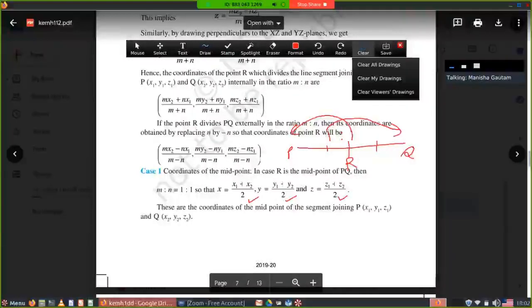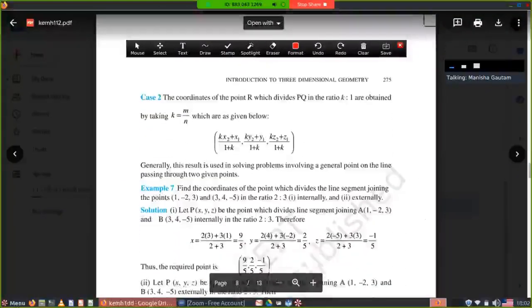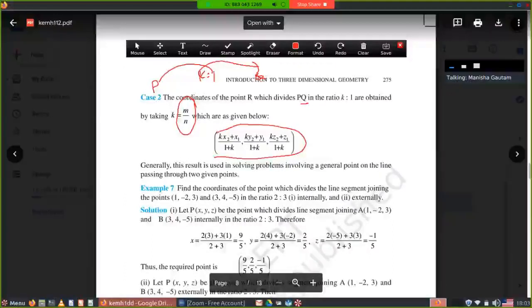Next one, if you use ratio k:1. In the formula we used m ratio n. If you use k:1, then what? K will go to the Q coordinate and 1 will go to the P coordinate. So Q coordinates will be multiplied by k: kx2 plus x1 upon k plus 1, ky2 plus y1 upon k plus 1, kz2 plus z1 upon k plus 1. This also we have studied in the 10th class.